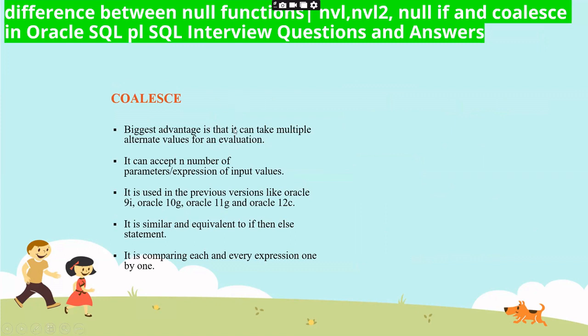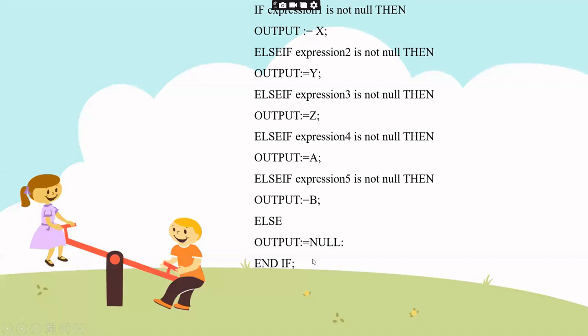COALESCE's biggest use is that it takes multiple alternate values for evaluation. It accepts n number of input expression parameters. It is used in the previous versions like Oracle 10G, 11G, 12C. It is equivalent to an if and else function. It compares each and every expression one by one.